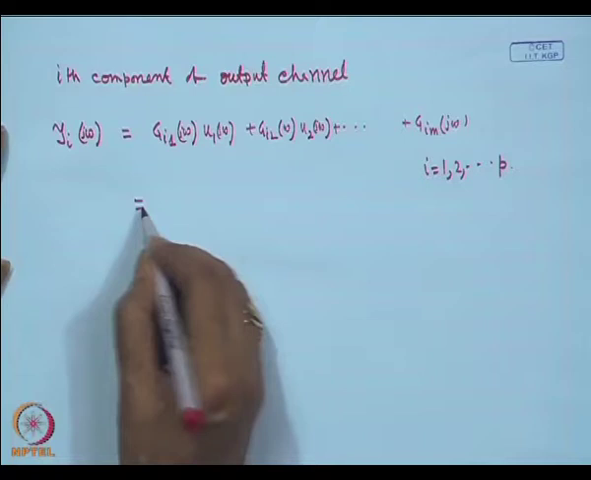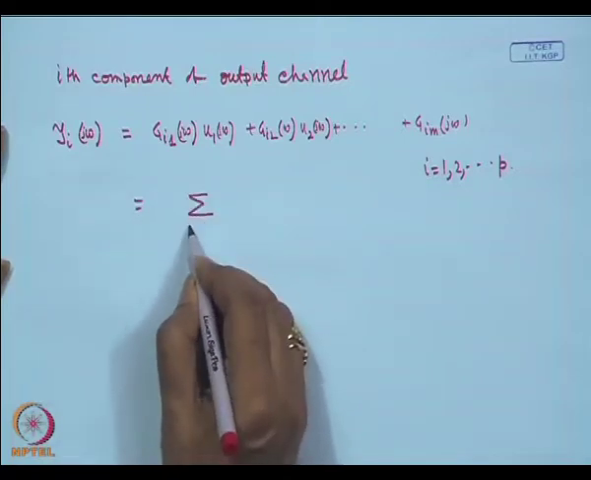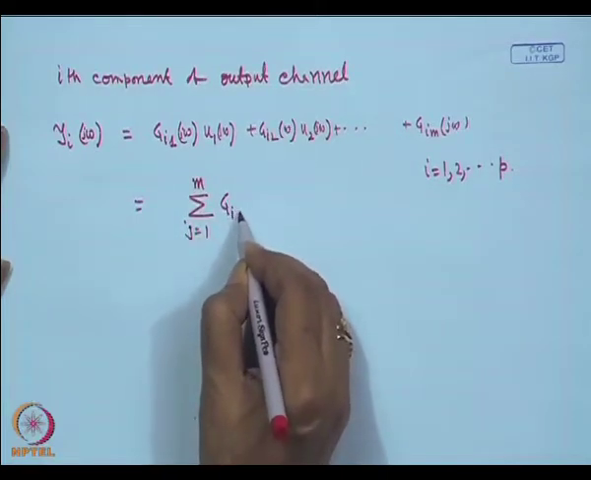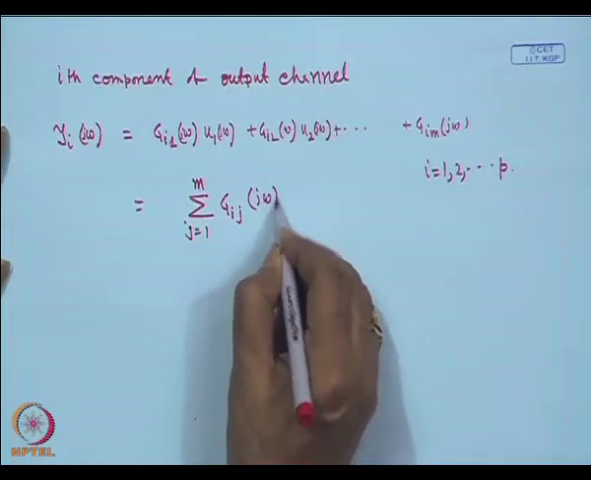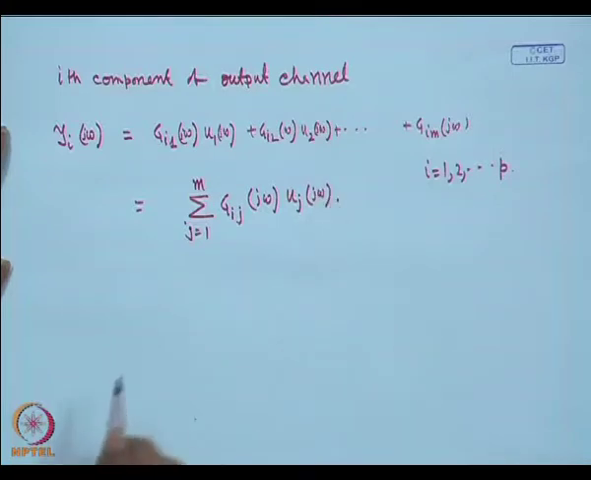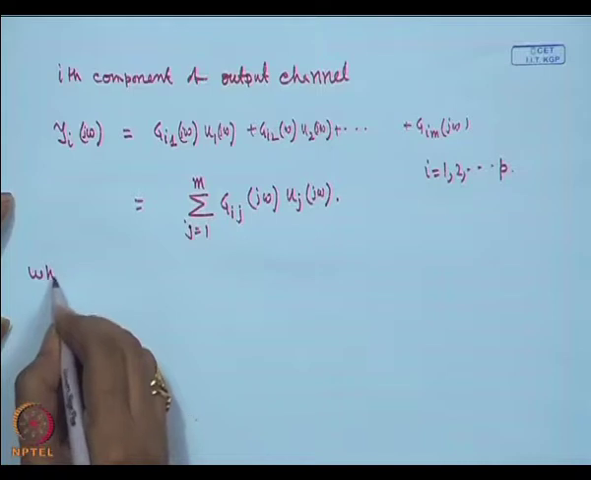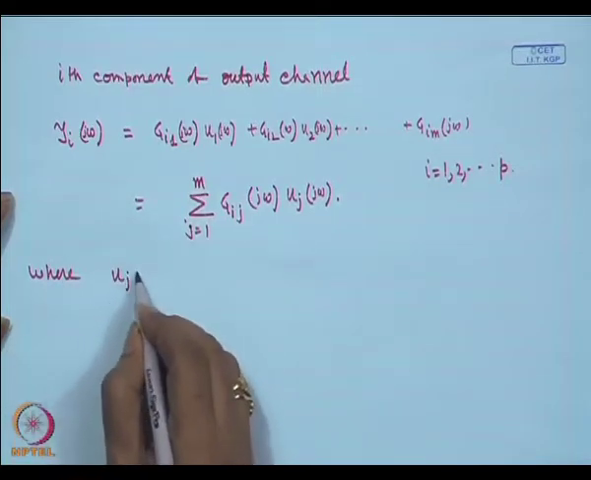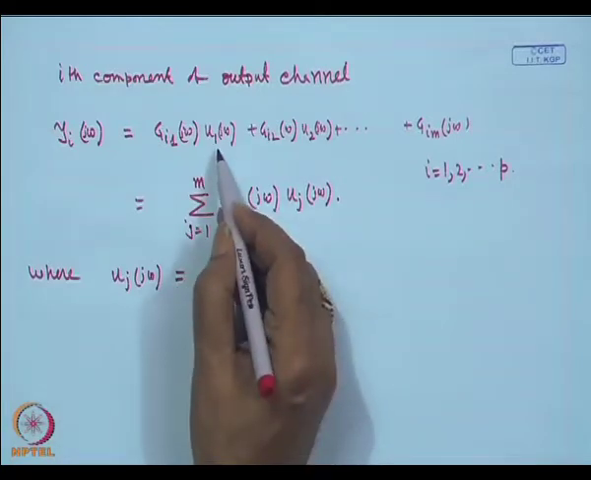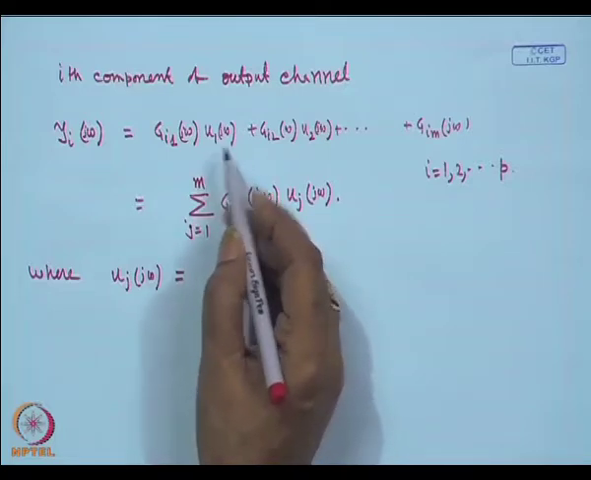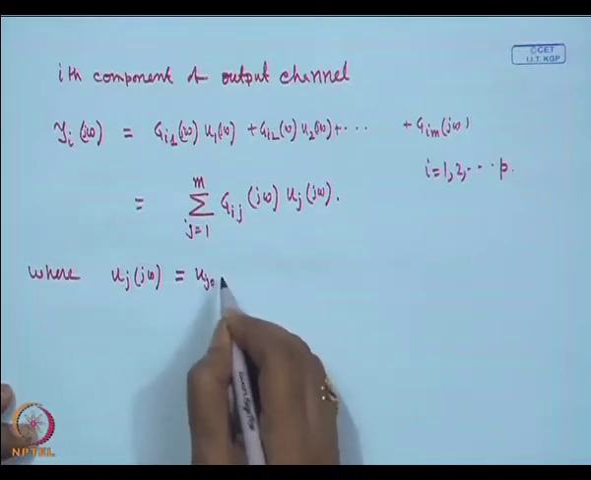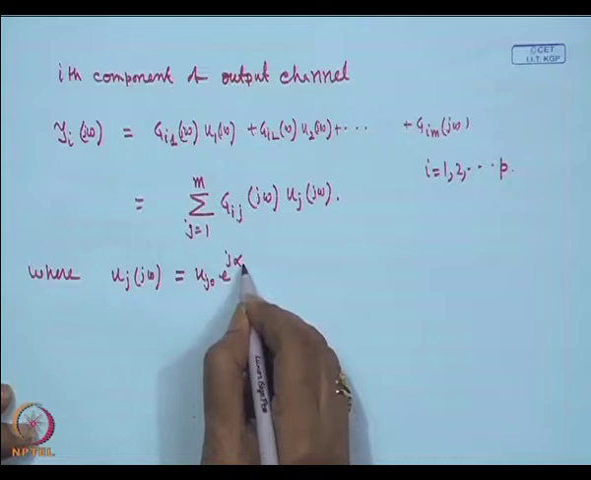So, we can write this as the summation over j equal to 1 to m of Gij(jω) Uj(jω), where Uj(jω) is nothing but what is called a phasor quantity. This is nothing but Uj0 e to the power of j alpha j.